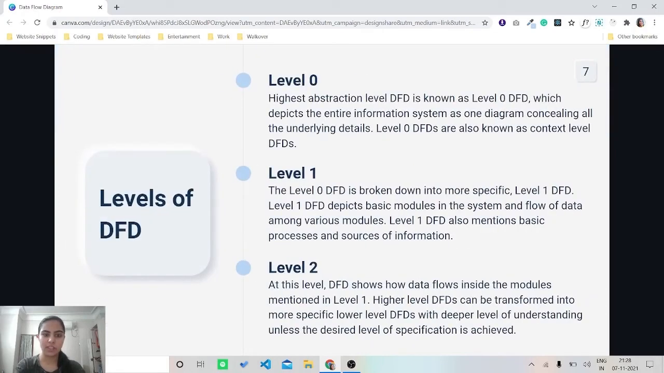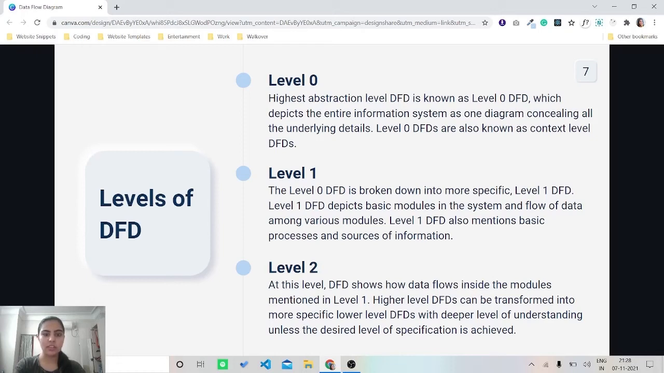Levels of DFD. DFD uses hierarchy to maintain transparency, thus multi-level DFD can be created. Level 0. The highest abstraction level DFD is known as level 0 DFD, which depicts the entire information system as one diagram, concealing all the underlying details. Level 0 DFDs are also known as context level DFDs.